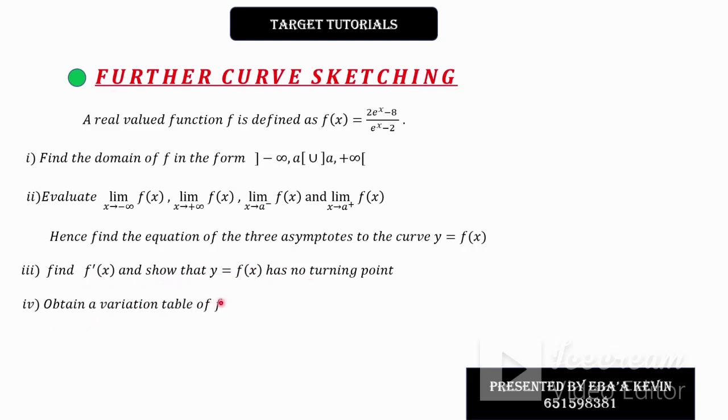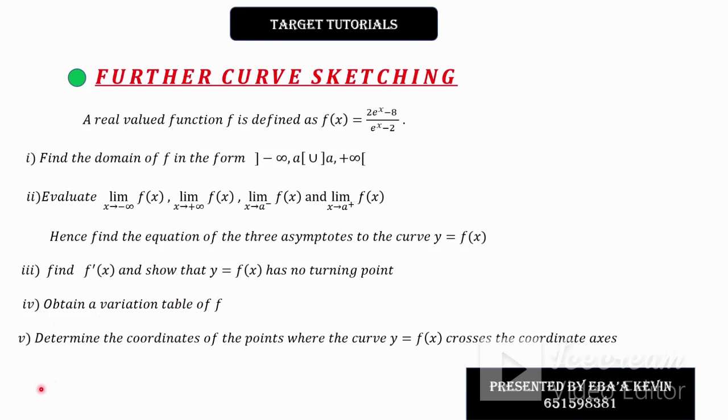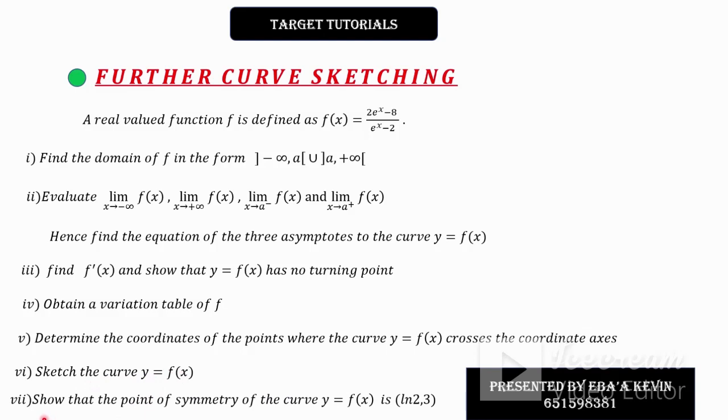Romans 4, obtain a variation table of f. Romans 5, determine the coordinates of the points where the curve y equals f of x crosses the coordinate axis. Romans 6, sketch the curve y equals f of x. And Romans 7, show that the point of symmetry of the curve y equals f of x is (ln 2, 3).